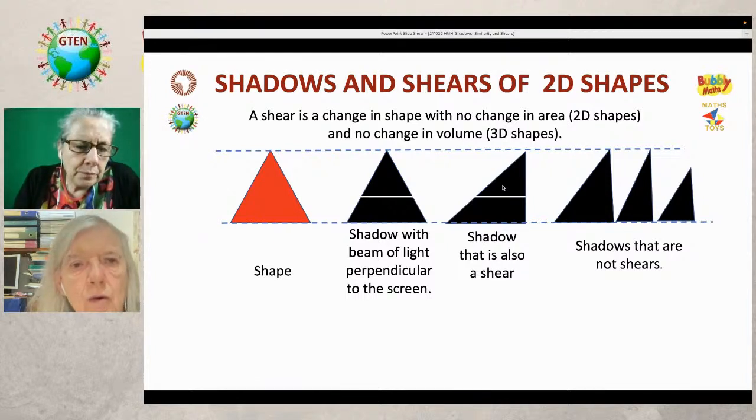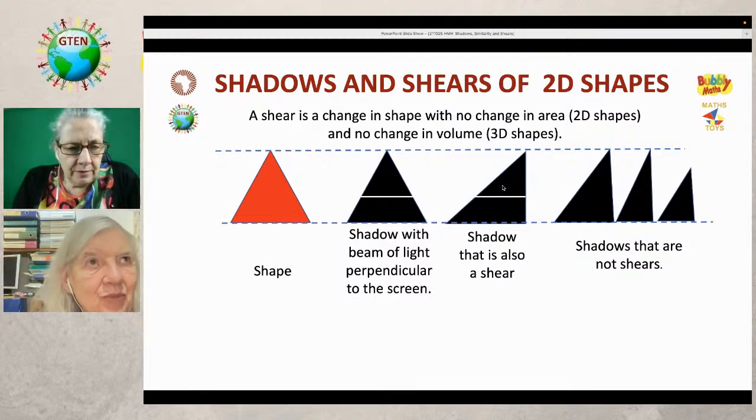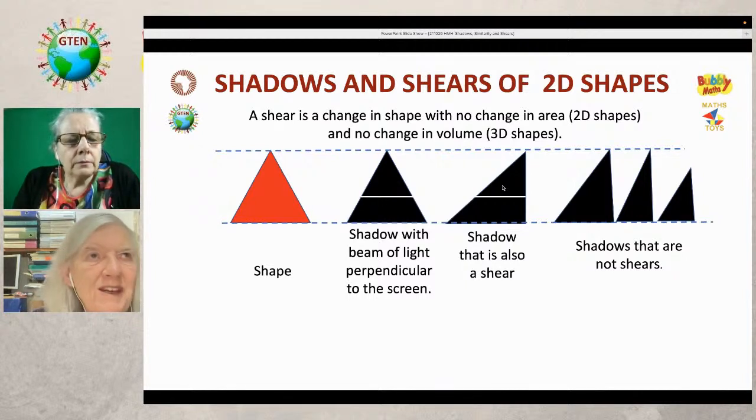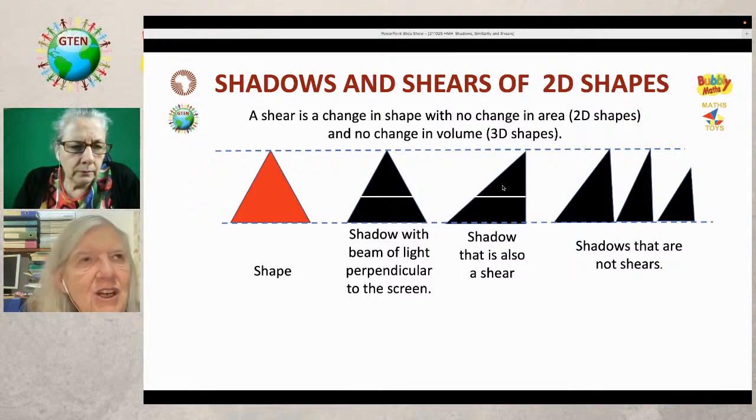And also notice that the base of the triangle doesn't change. The base is the same. Right, so the length of the base stays the same. It's the position of the apex, let's say, that moves. Yes. And we know the formula that the area of a triangle is half the base times the height. So if the length of the base stays the same and the height stays the same, then it will be a shear.